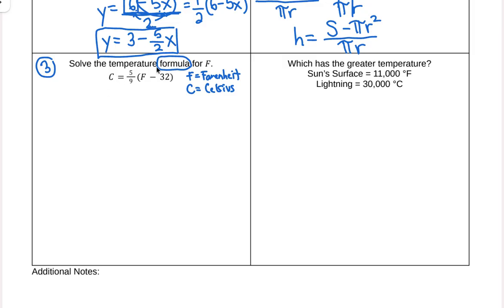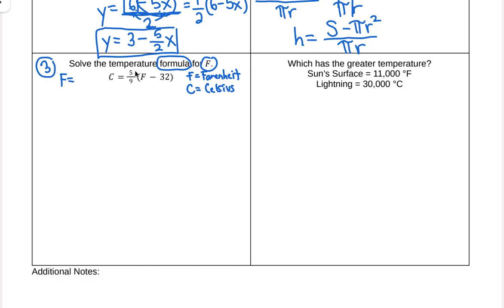So right now, when it says solve the temperature for the variable F, that means it wants it to say F equals. And right now it says C equals. So all it wants us to do is rearrange this so that F is on this side of the equal sign and everything else is talking about C, okay? So in order to do this, we're going to use our steps for solving, okay?